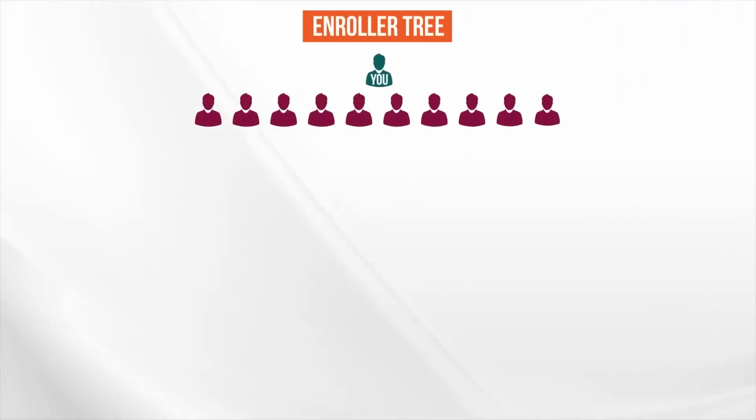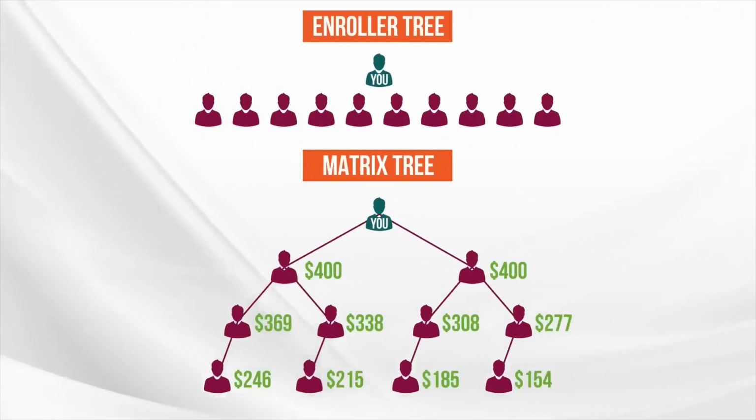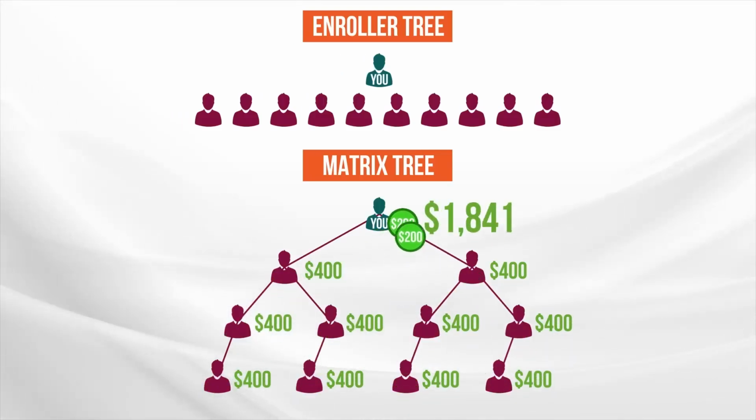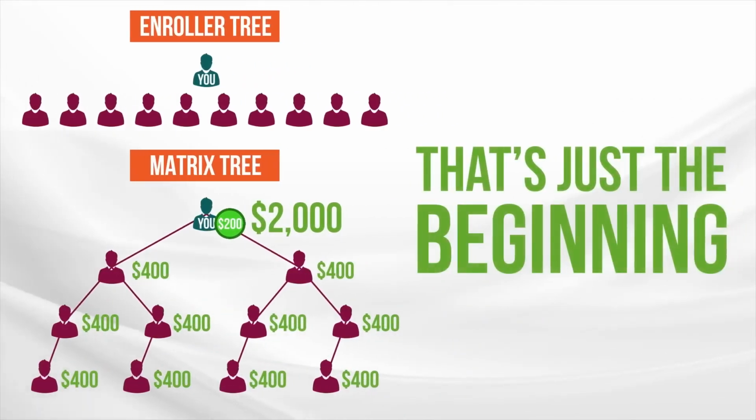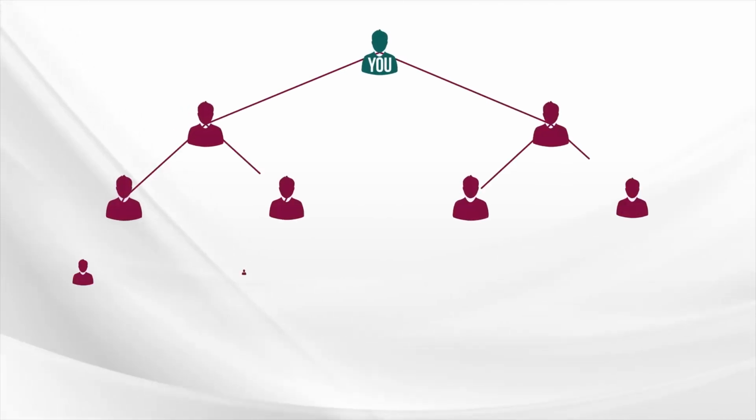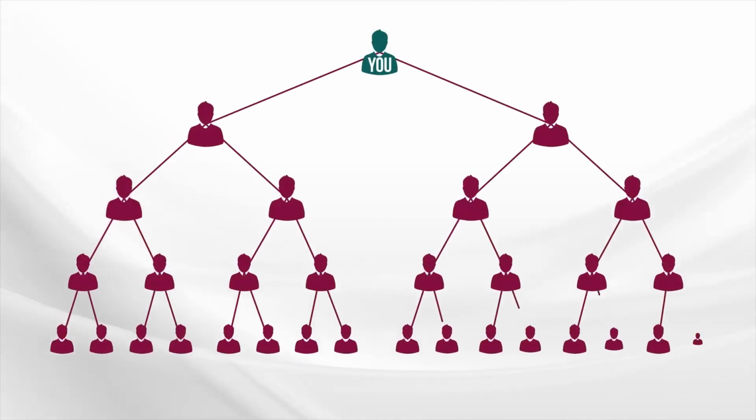If you enroll 10 people and each of them are earning $400 a month in the matrix, for example, you'd get a $200 match on each one of them. And that's just the beginning. As you achieve silver rank and above, you will qualify to match on even more people in your team.